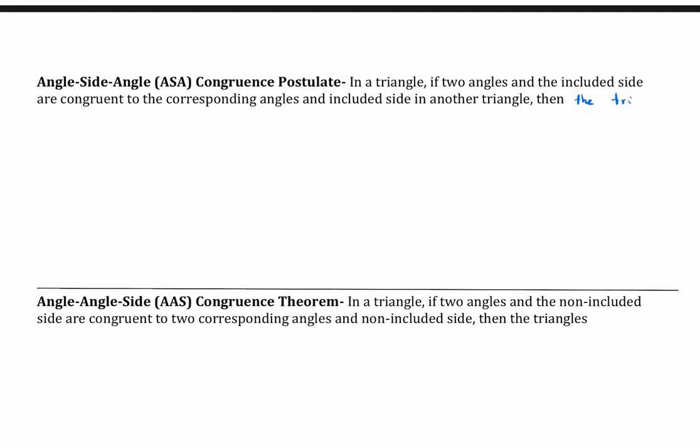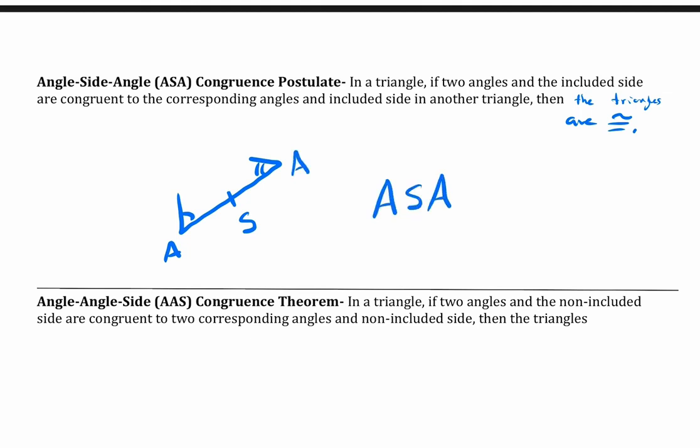Then the triangles are congruent. So what this looks like is we have an angle, a side, and another angle. So this angle is fixed. We know what this one is. We know this side, and we know this angle here. So this is a second angle. So this is angle, side, angle.